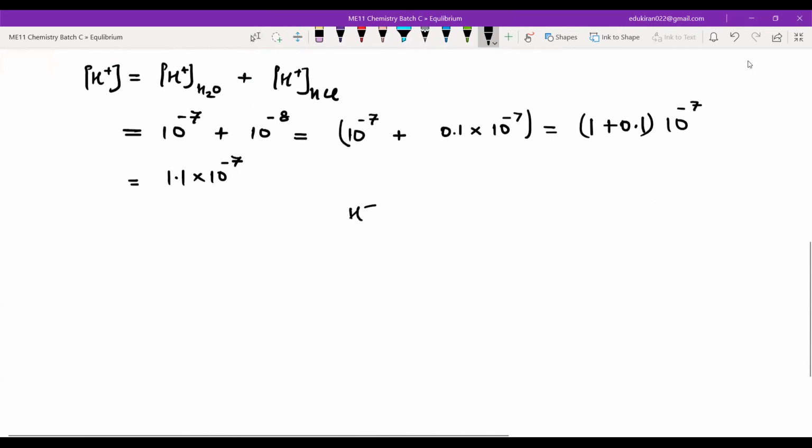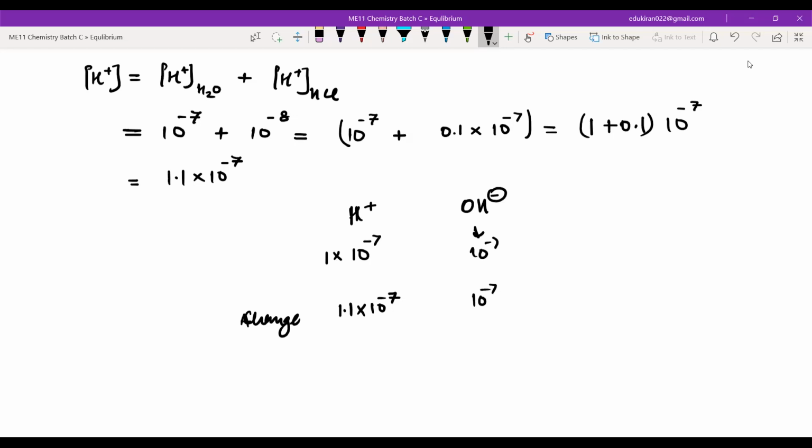So you had H plus ions. Now this H plus ion was initially 10 to the power minus 7. Now it is 1.1 into 10 to the power minus 7, after the change. The OH negative ion was 10 to the power minus 7, and it is still 10 to the power minus 7. Yes or no? Tell me.